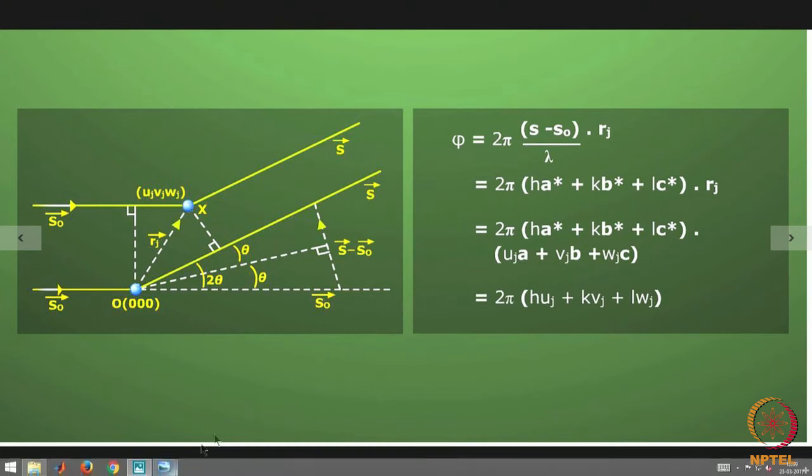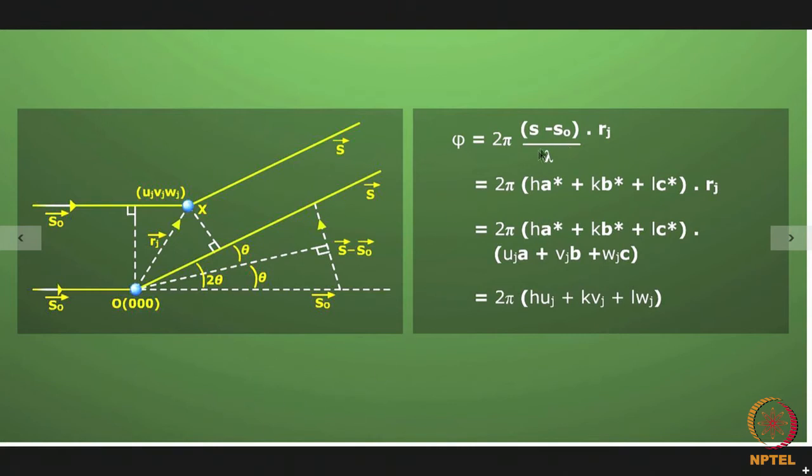Again, we have seen that if we take (s minus s0) by lambda as the vector sigma star hkl in the reciprocal lattice, we can write it simply as h a star plus k b star plus l c star, and rj is nothing but uj a plus vj b plus wj c. a, b, c are the lattice parameters, say, in the real space. So, it will be equal to 2 pi times (h uj plus k vj plus l wj).